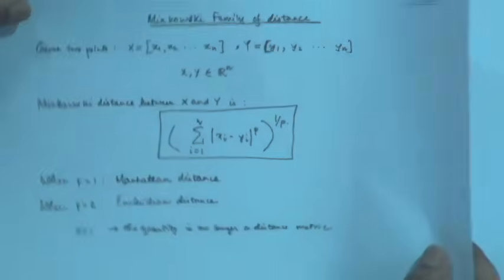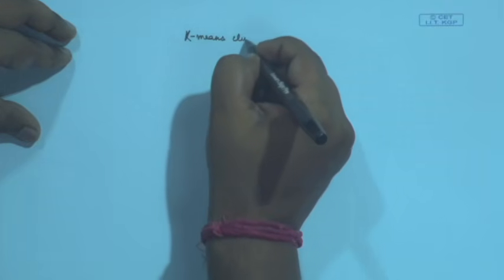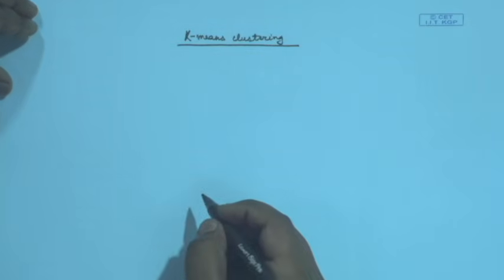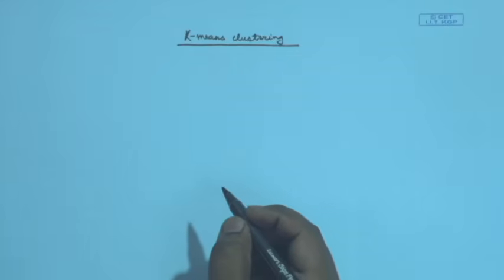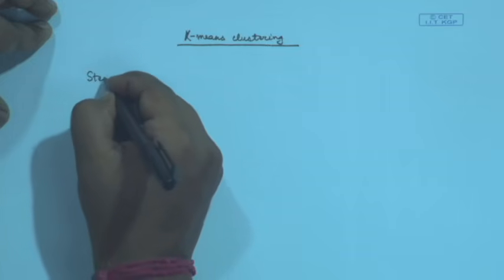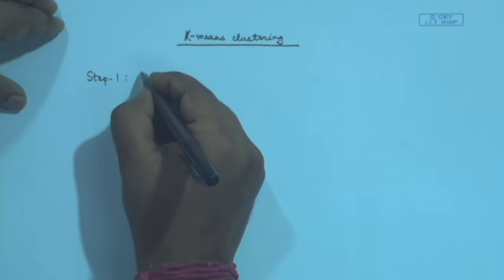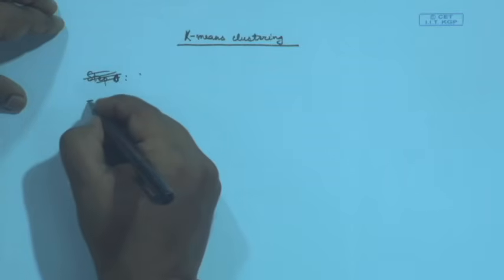Let's now go into the clustering algorithms one by one. So let's take up K-means clustering first. The K-means clustering algorithm is pretty simple, right? So let's see. Let me first write down the steps. There you have two main steps. Step 0 is initialization.